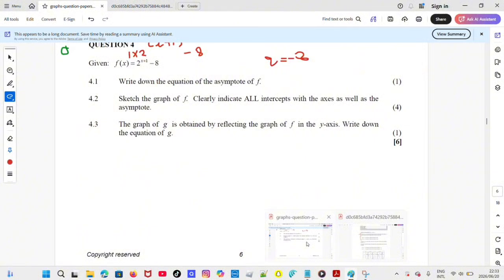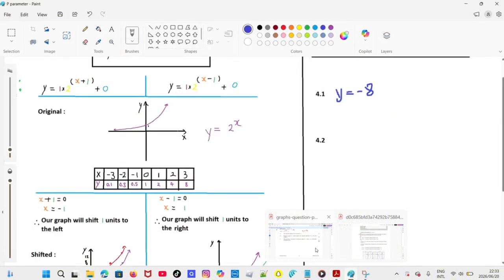Obviously it's 1 mark, so you don't need to stress about that. Now they're asking us in 4.2 to sketch the graph of f, clearly indicating all intercepts with the axes as well as the asymptote. We're given 4 marks. As I was doing a lot of past papers, I can see how the marks are distributed. You're getting 1 mark for the shape of your graph, a mark for the asymptote, a mark for your intercept, and I think another mark for another point on the graph. Okay, so let's go.